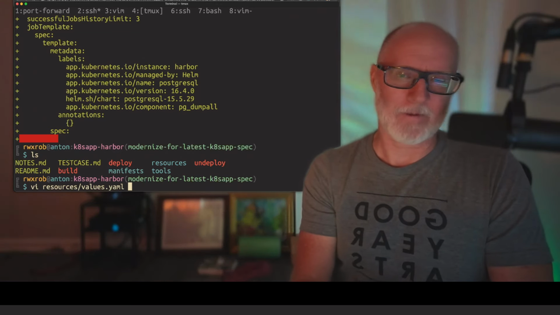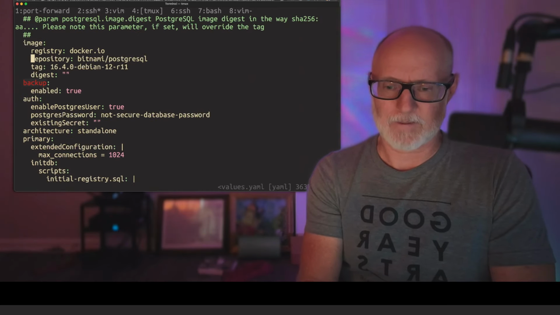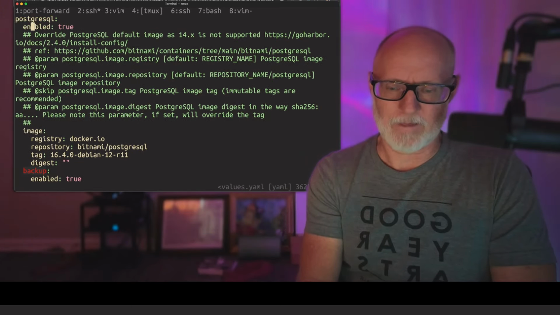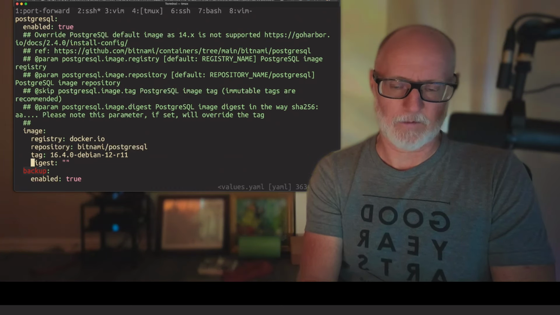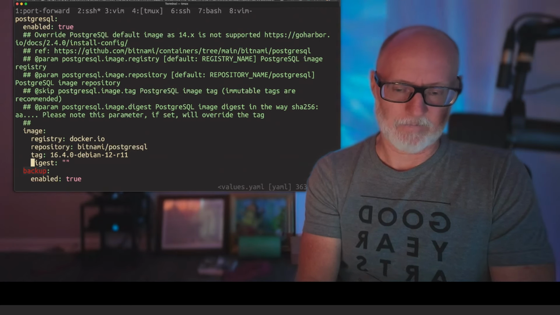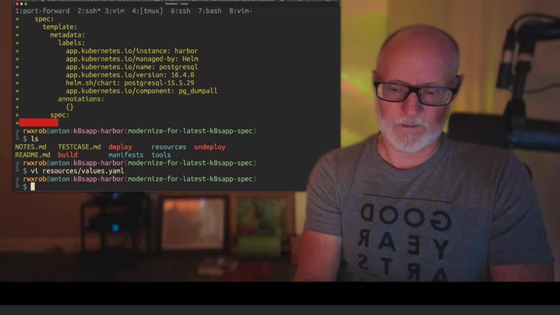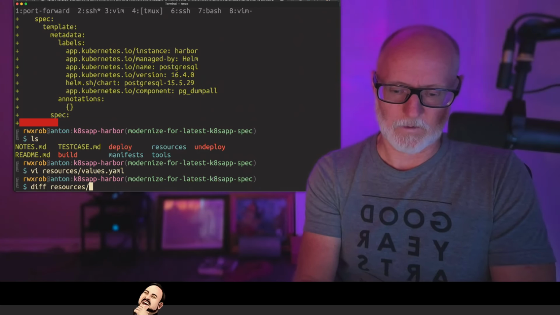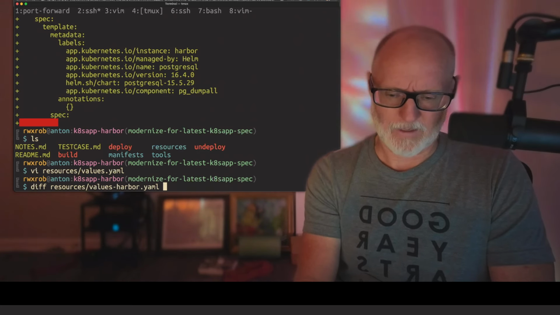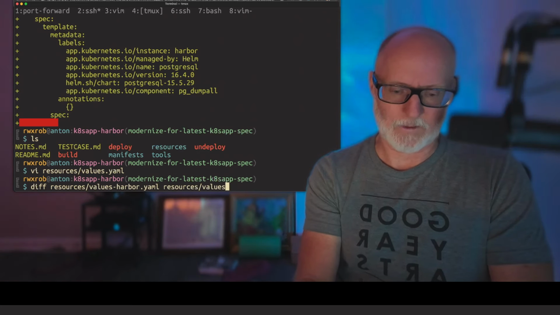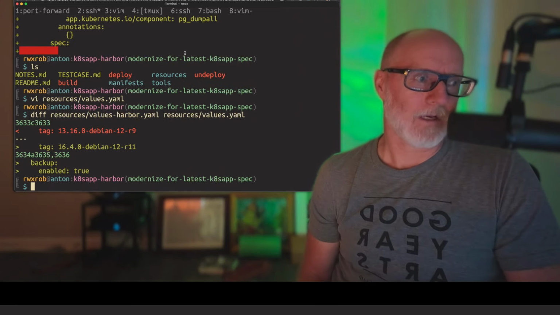So anyway, here we go. The values file. Here's the values file. Right away, let me show you how this differs from the original Harbor one. I think I actually have that. Yes, I do. So let's diff resources values-harbor and resources values-YAML. They're the same essentially. This is the only thing that changed between the two.